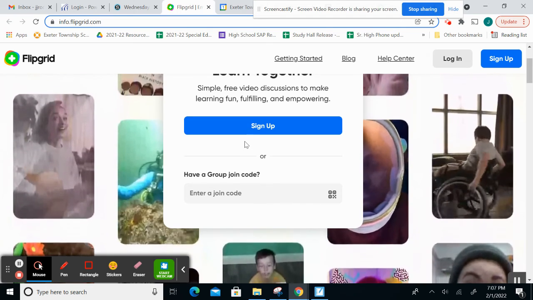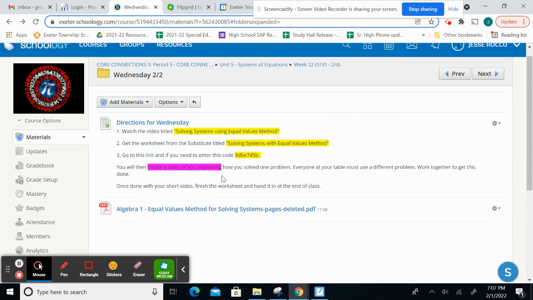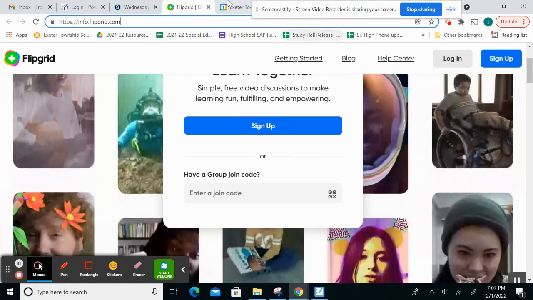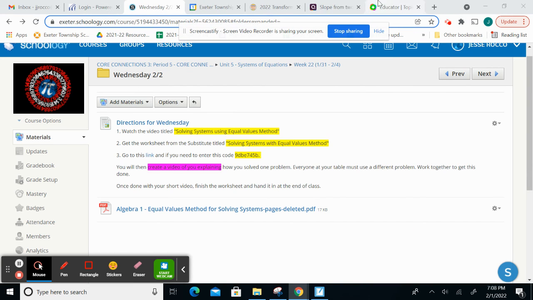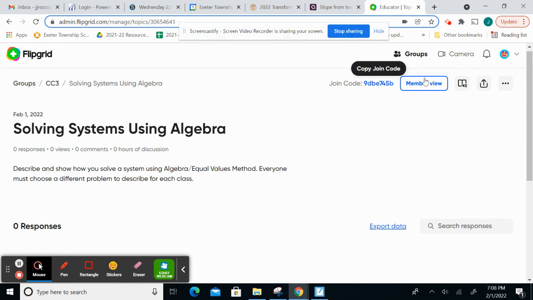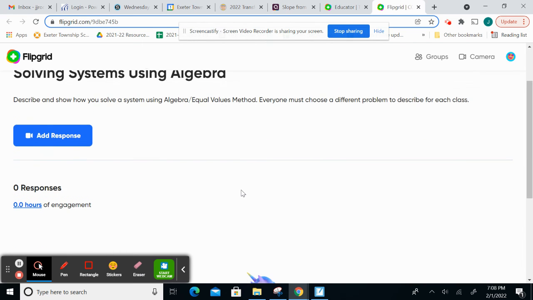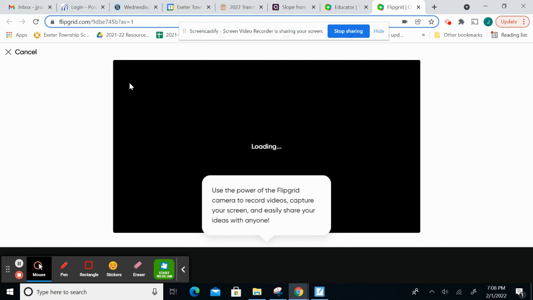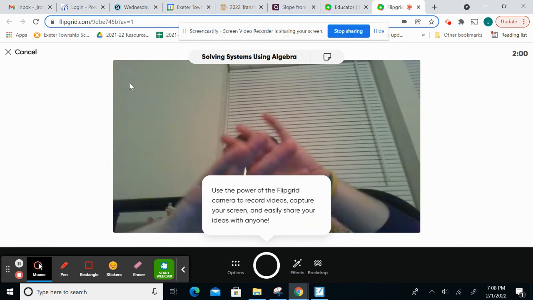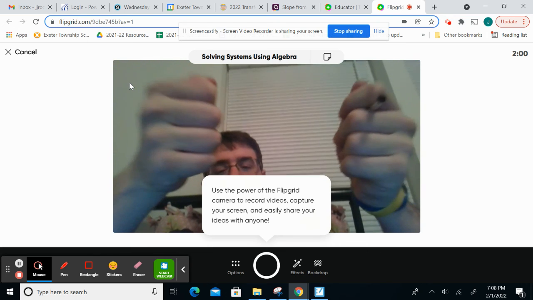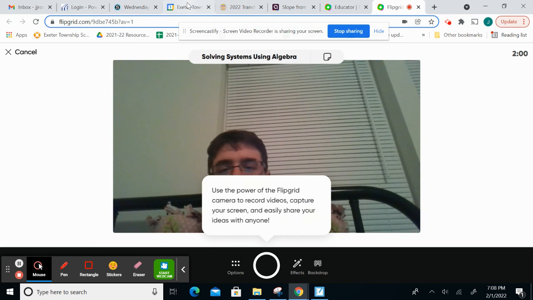And I want you to explain a problem to me. So you're going to enter the join code right here. You can copy and paste it, enter the join code, and it'll take you to a screen that looks like this. I would guess it's going to look more like this for you. You're going to hit add a response. And what I want you to do is, you guys will probably see me for a second. But maybe do it on paper and hold it up. All right, something like that.